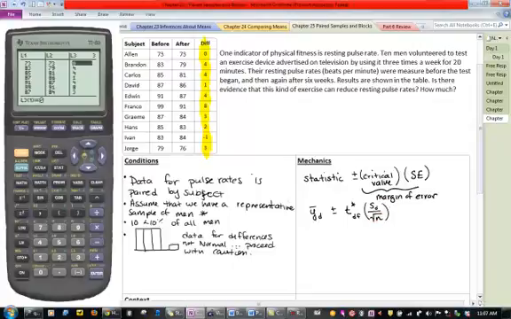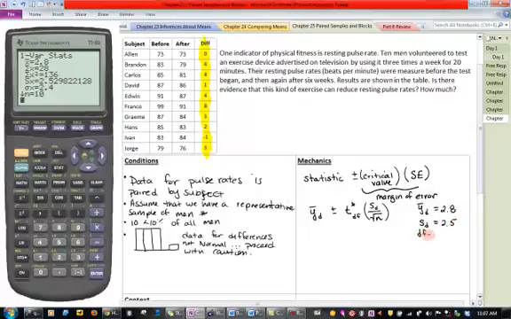Let's write down what all of our inputs are. Remember, in order to get those, we're going to go to Stat, Calc, 1-Var Stats, and I'm going to put mine in L3. Our y-bar d was 2.8, and our standard deviation for the differences was 2.5. Our degrees of freedom is 9, because our n is 10, so we need to find our t star, our critical value.